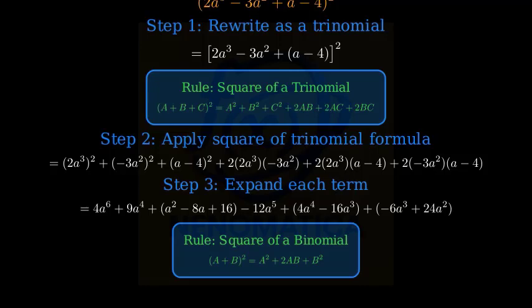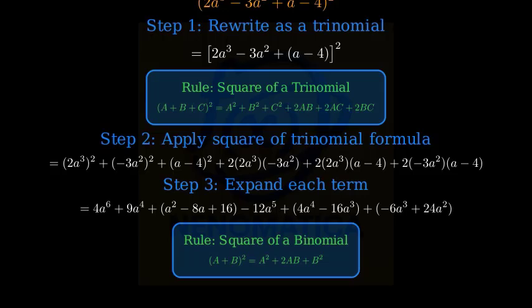Next, twice the product of 2a cubed and negative 3a squared gives us negative 12a to the 5th power. Then, twice the product of 2a cubed and a minus 4 expands to 4a to the 4th power minus 16a cubed. Finally, twice the product of negative 3a squared and a minus 4 expands to negative 6a cubed plus 24a squared.